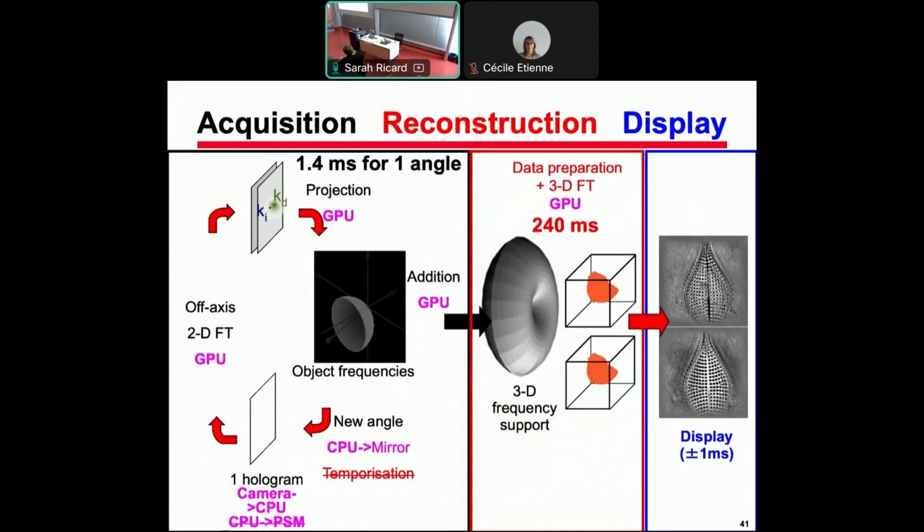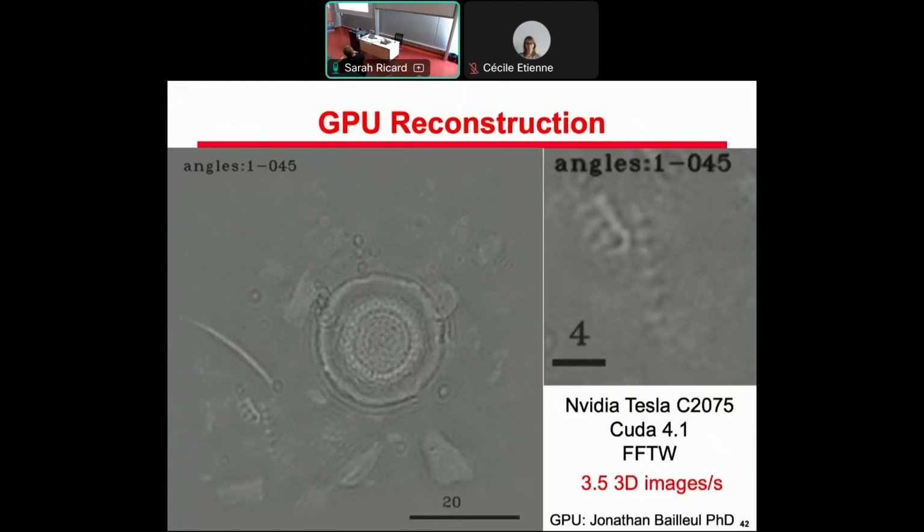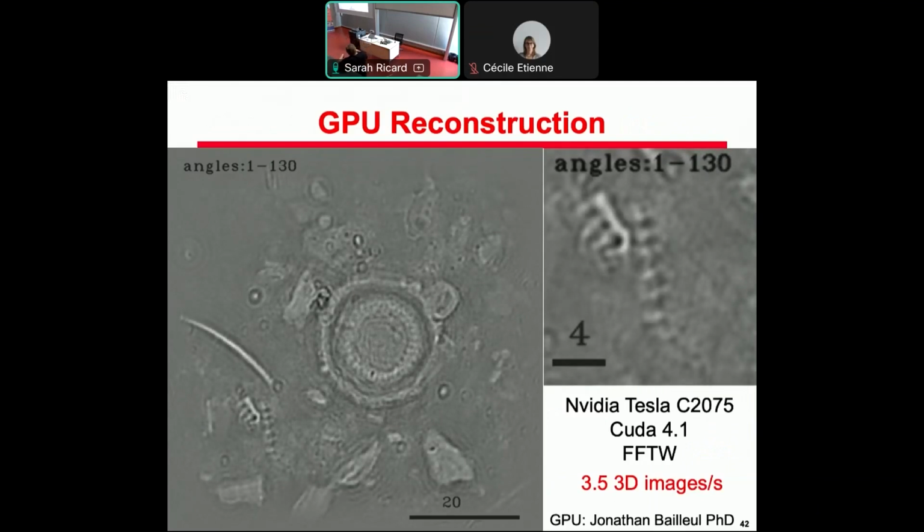And that's what we could do at that time, something like 1.4 milliseconds for one hologram, then transfer to the computer. The GPU takes 240 seconds for the final 3D Fourier transform, so everything is in fact transformed. And then the display is about 1 millisecond. So we could obtain this kind of movies. You see again here the image, which improves while taking the angles.